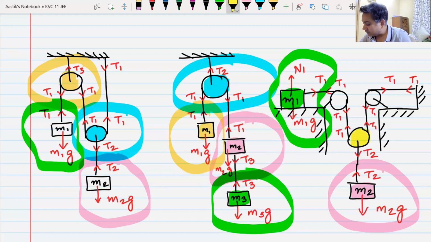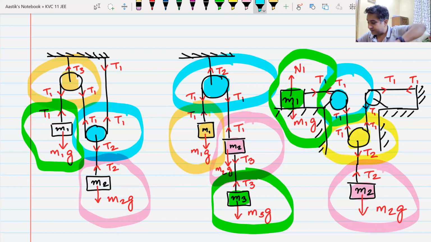This yellow pulley. This yellow thing is the free body diagram of the yellow pulley. No one will ask you the diagram of the pulley, but we'll use it somewhere. This blue pulley. This blue thing is the diagram of this blue pulley. T1 here and T2, T1 here. Then we have this pulley as well. So this is the diagram of this pulley. I hope we understand this, everyone. So this is all about free body diagrams.